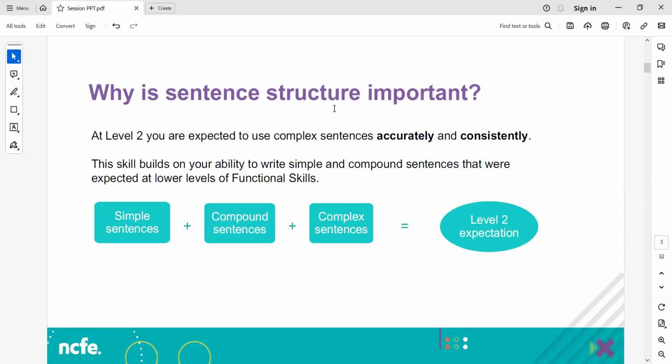So, why is sentence structure important? At level 2, you're expected to use complex sentences accurately and consistently. So it's building on your ability to write simple and compound sentences that you were expected at lower levels of functional skills. So for level 2, as well as simple and compound sentences, we're adding complex sentences as well, and we'll look at that together. So don't worry if you need a bit of a refresher, we're going to look at that.